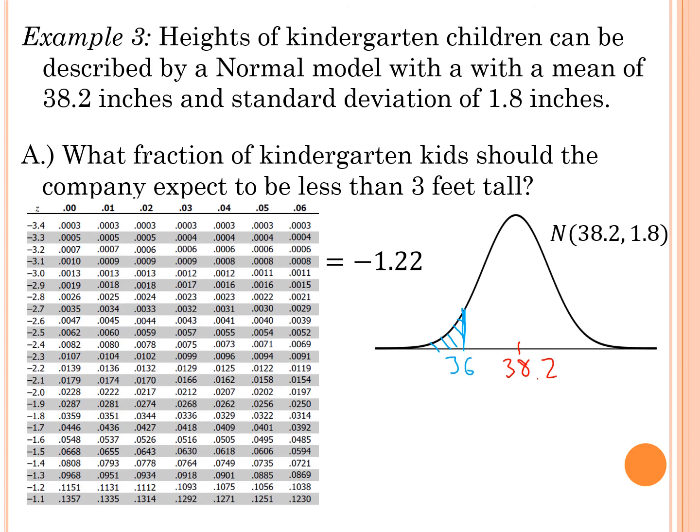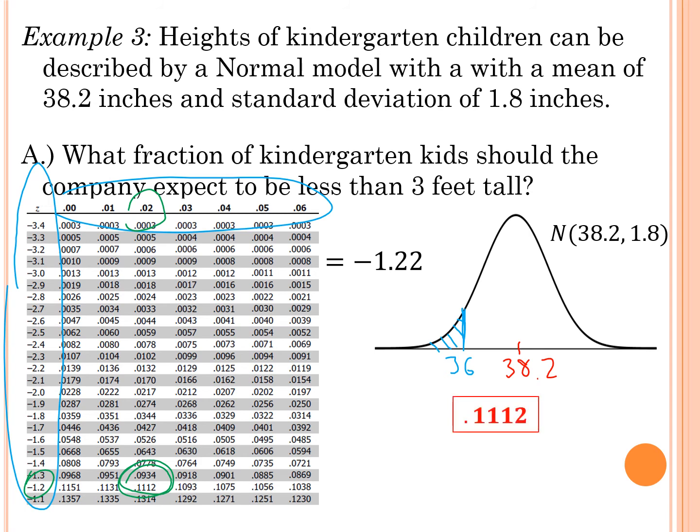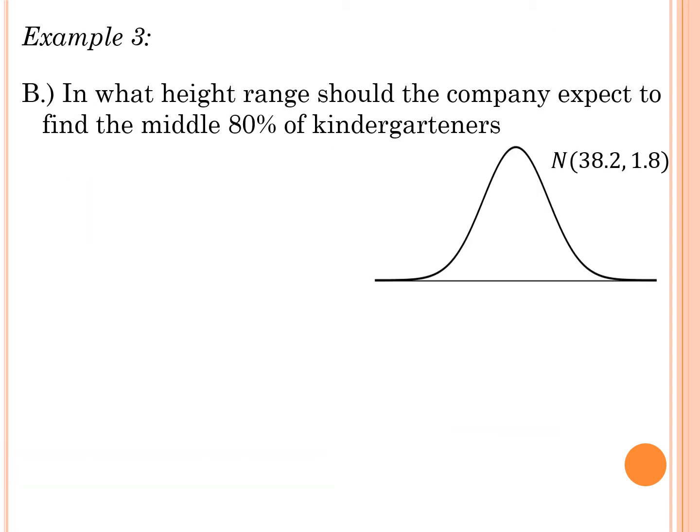In the table, we're looking at the margins. So negative 1.22 puts us down here, 0.1112. So 11.12% of kindergarten children will be less than 3 feet tall. In what height range should the company expect to find the middle 80% of kindergartners?